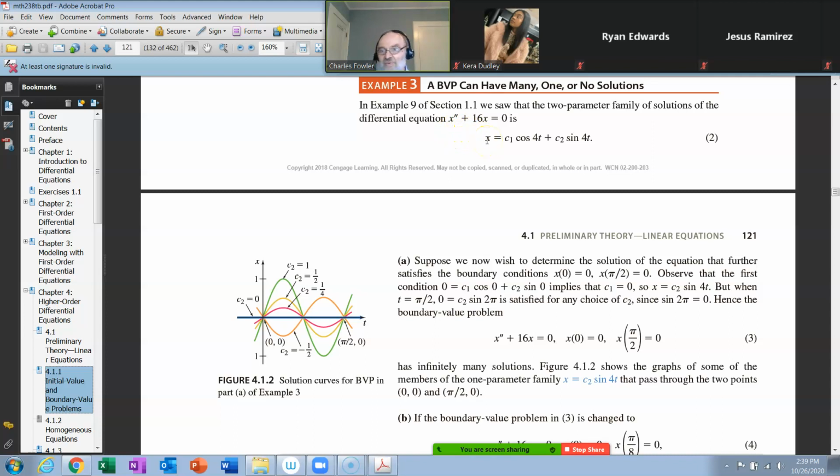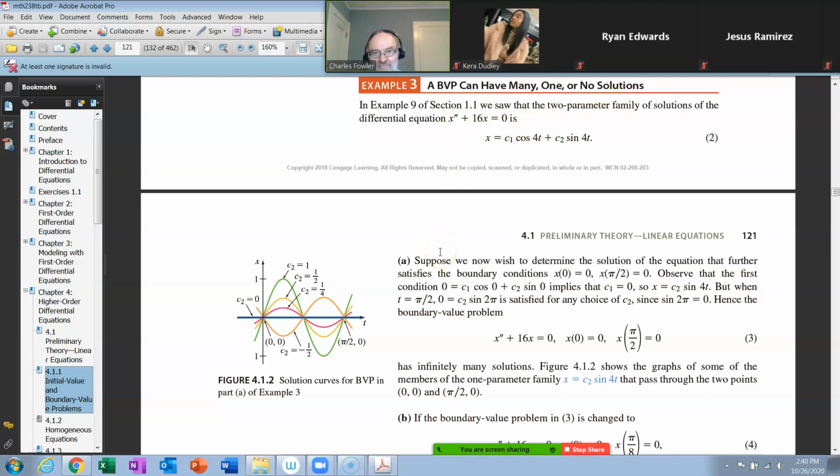Now we could verify it. It would be pretty simple to do. Let's do it sort of quickly. Well, let's just talk through it. Okay, the first derivative of this would be minus 4 C1 sine of 4t plus 4 C2 cosine of 4t. That's the first derivative. Second derivative would then be minus 16 C1 cosine 4t minus 16 C2 sine 4t, and when you add that, that's your second derivative, to 16 times this, which would be 16 C1 cosine 4t plus 16 C2 sine 4t, they add to 0. So sure enough, that is a two-parameter family of solutions for that differential equation.